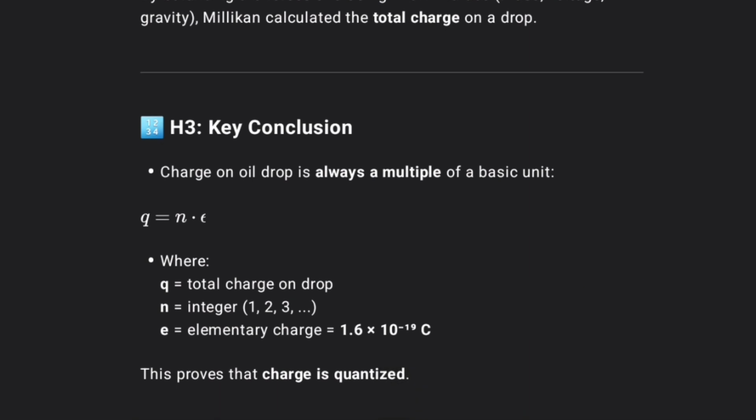where Q is the total charge on the drop, n is an integer 1, 2, 3, and e is the elementary charge, equal to 1.6 times 10 to the power of minus 19 coulombs. This proves that charge is quantized.